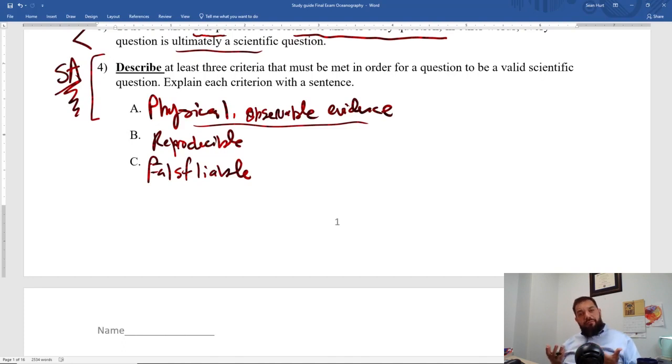Well, that's not verifiable. We can't verify that, and we can't falsify that with evidence. Because why? Because we can't observe the fairies, right? They're not something that's physical and observable or generate any kind of evidence, okay? So that's what we mean by falsifiable.